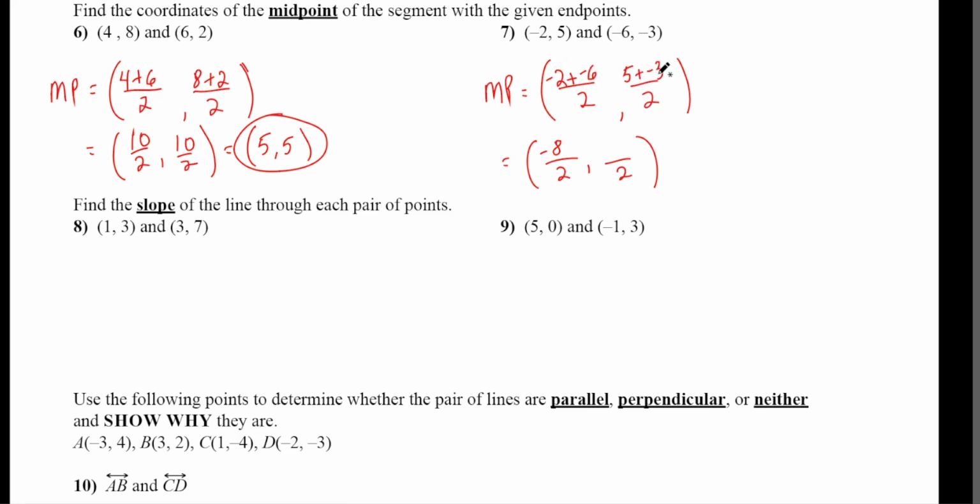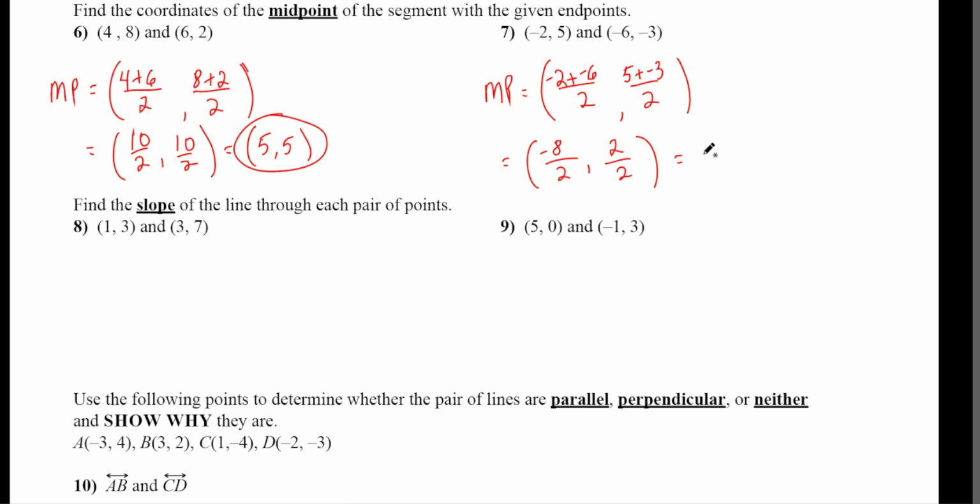What about this? 5 plus negative 3. It's positive 2, right? 5 plus negative 3, that means you subtract them. Take the sign of the larger number. It's positive 2. We're not done. Don't leave it like this. If you leave it like this, guess what I'm going to do? I'm going to mark it wrong, all right? Everybody hear me? Simplify it.